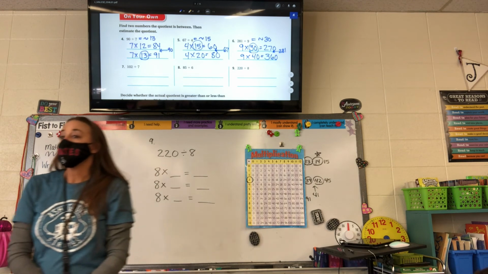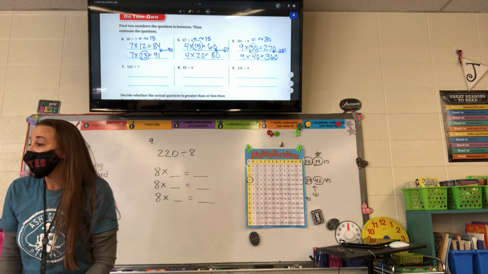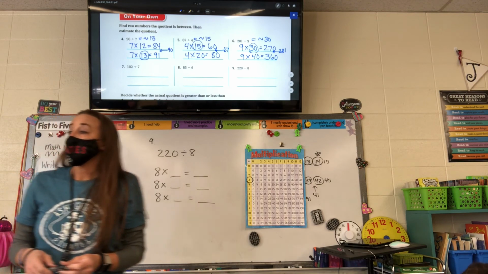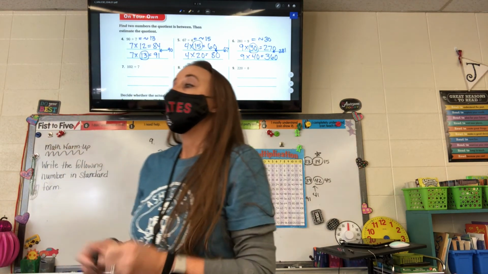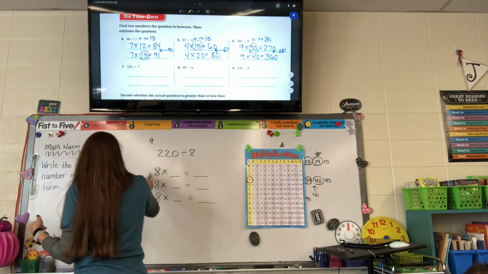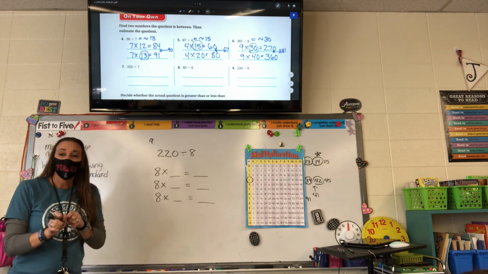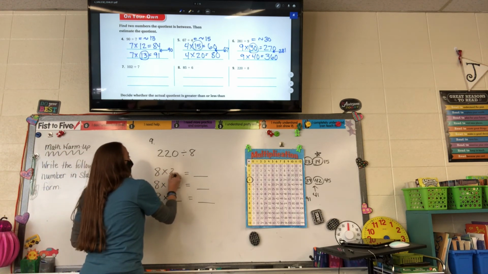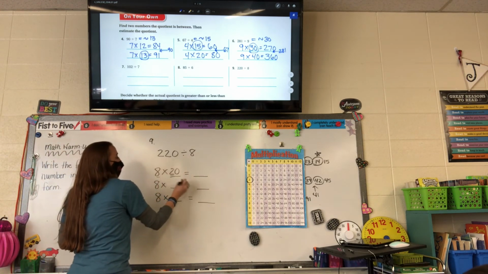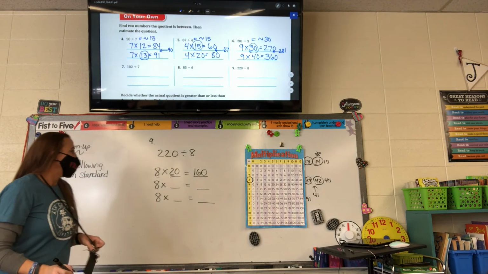Our multiplication table goes all the way to 15, and if we're not able to use that, Reese, then we need to think of numbers bigger than 15 to multiply 8 by. Okay? Ella. 20. Okay? 8 times 20. 8 times 2 is 16 with a 0 behind it. Okay, maybe? We'll see.